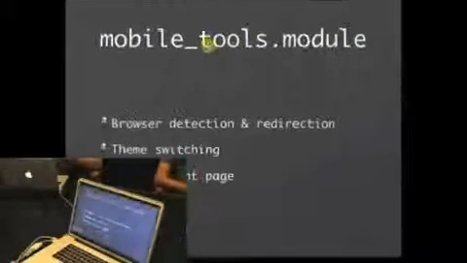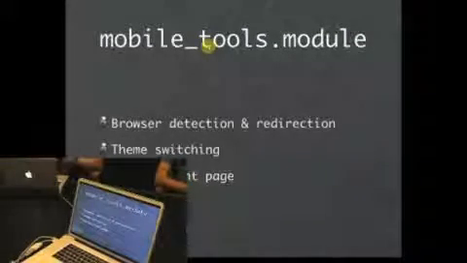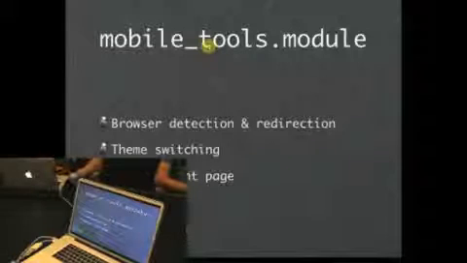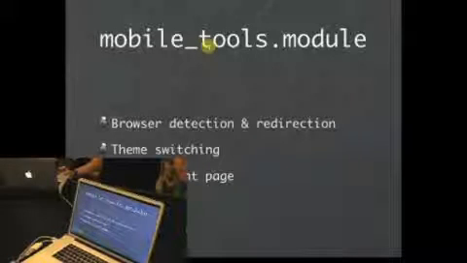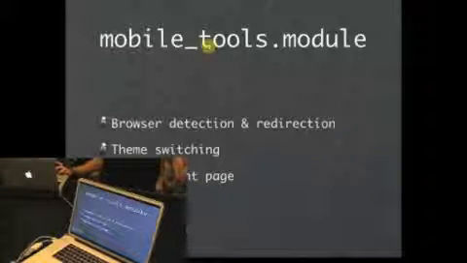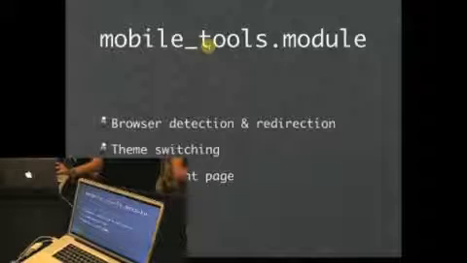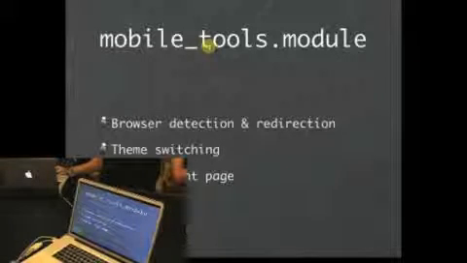Okay, so the first thing is, what module do you use? For Drupal 7, you use Mobile Tools. There's a couple others out there, but I think this one was the best supported on 7. And it does what it says. It does browser detection and redirection. So if your Drupal site detects that a mobile browser hit it, it'll send it to the mobile version of your site. It does theme switching.